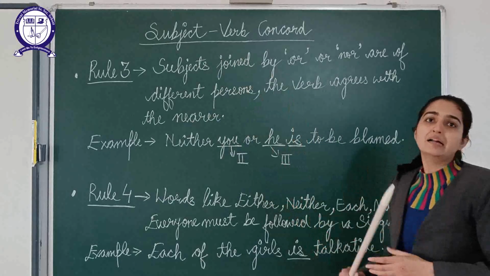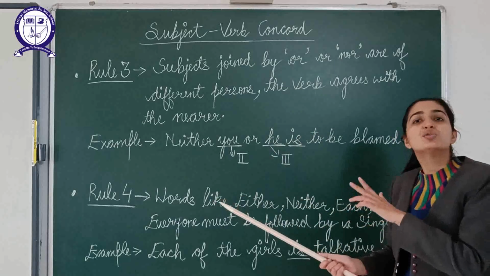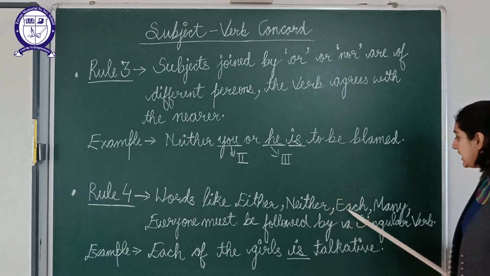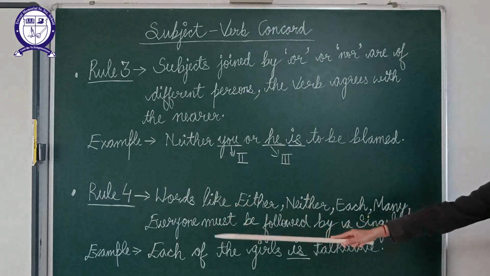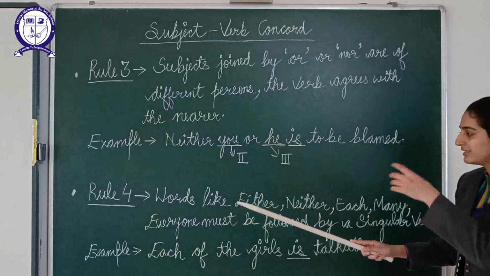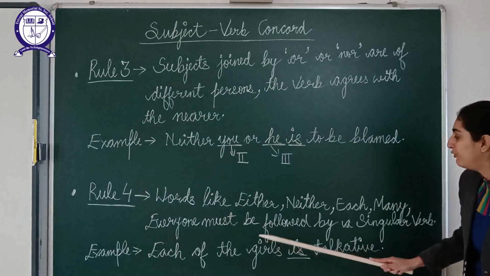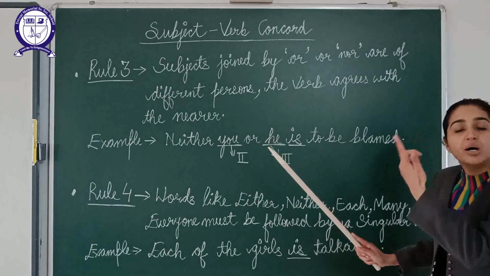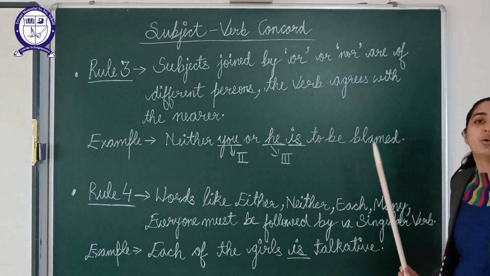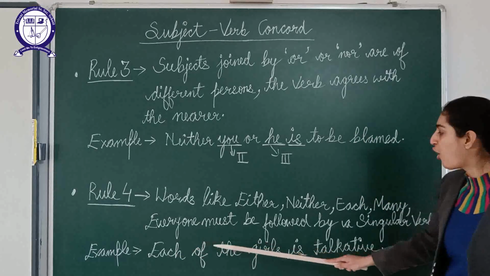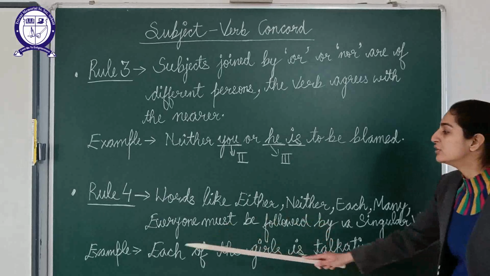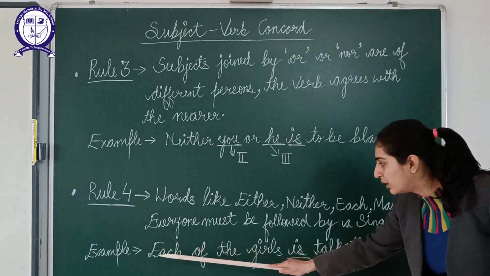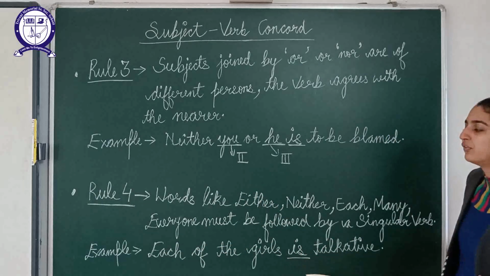So this is rule number 3, and now let us see rule number 4. What does rule number 4 say? It says that words like either, neither, each, many, everyone, if you find such words in a sentence, then these words must be followed by a singular verb. It means if we find such words in a sentence, the verb that we use will be the singular verb. For example, each of the girls is talkative. In this example, we have found this word each, so with this word each, we have used the singular verb.